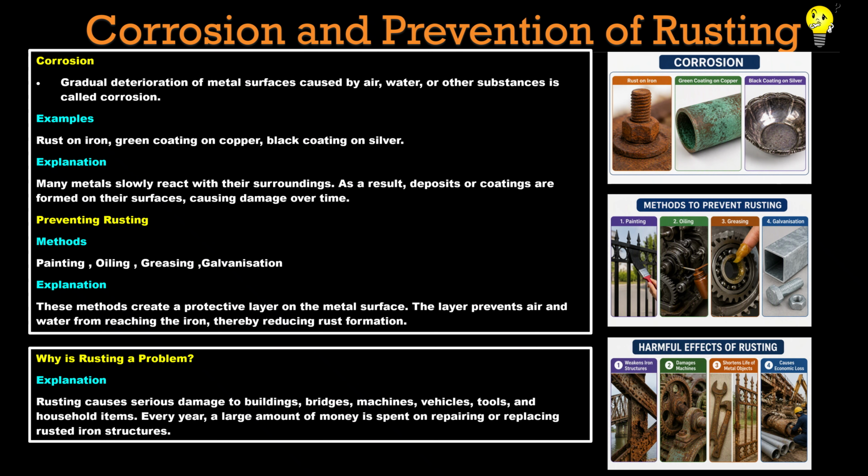So remember, corrosion is the gradual damage of metals and rusting is a type of corrosion that affects iron. And preventing rusting is important to protect valuable structures, machines and everyday objects.